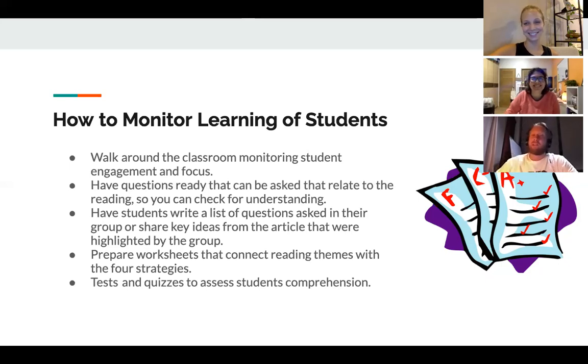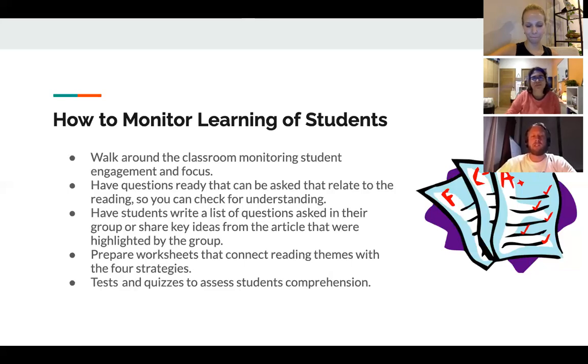You're going to want to have questions ready that can be asked to your students that relate to the reading. That way you can check for understanding. These don't have to be difficult. You just want to go along with what the theme is about of these passages or these sentences. You want to make sure the students are paying attention as they're reading.